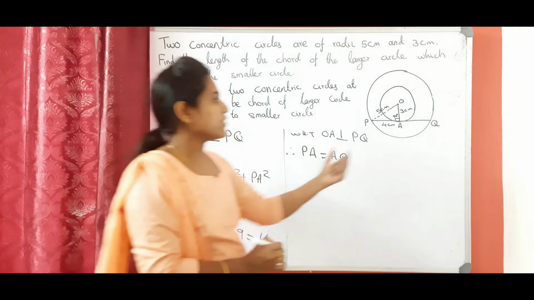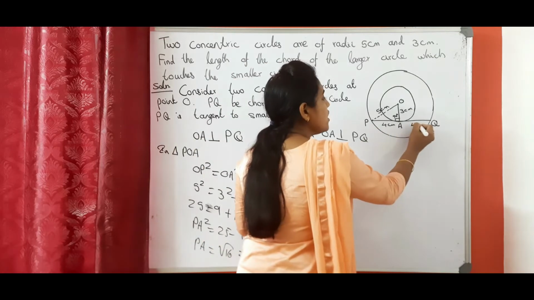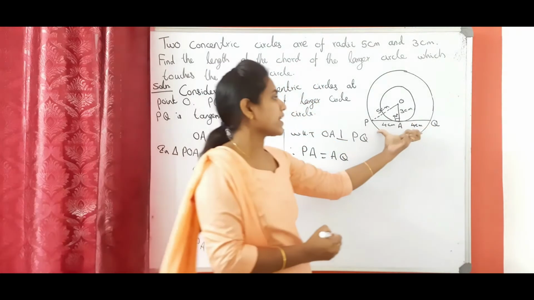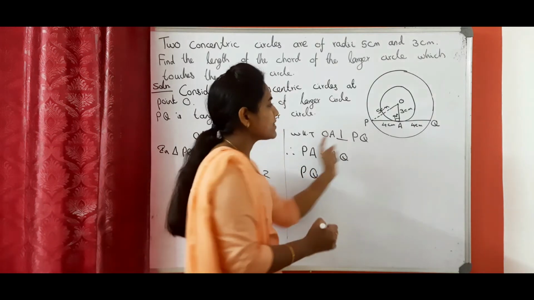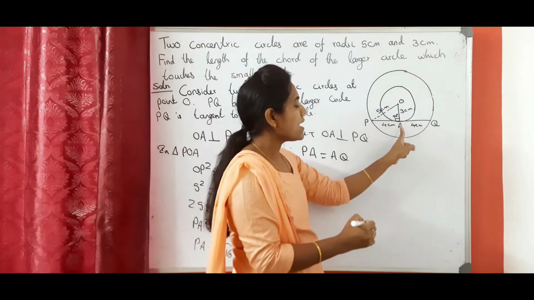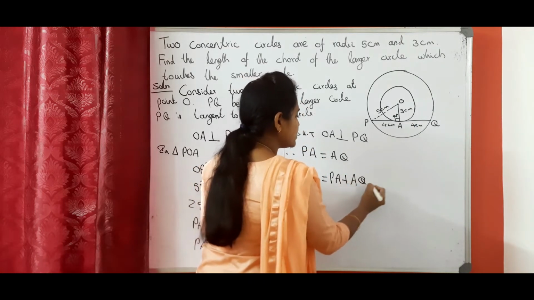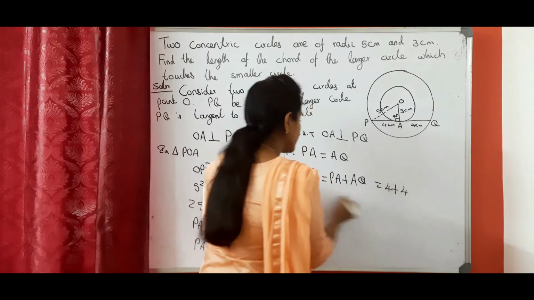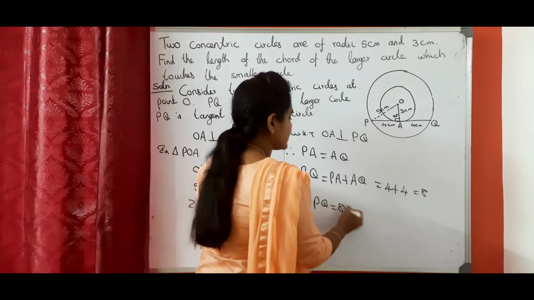Now, we can easily find that both are equal. So, here PA is 4 centimeter, which means AQ is also 4 centimeter. Now we can easily get the PQ length. The total length PQ equals PA plus AQ, which is 4 plus 4, equal to 8. Therefore, PQ equals 8 centimeter.